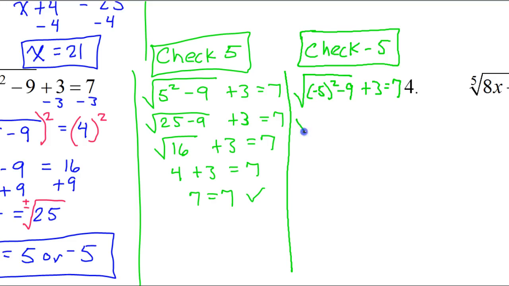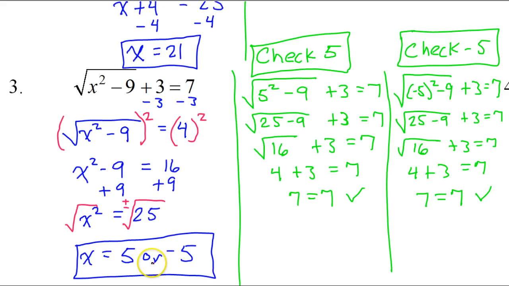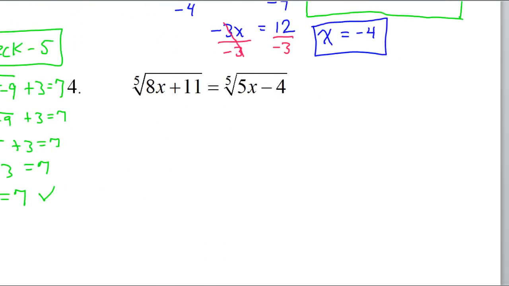And this is why we had two solutions in the first place, because 5 squared is 25, but guess what? Negative 5 squared is also 25. And from there, it's really the same exact thing. Okay, so both solutions do work, so that is the answer to number 3, 5 or negative 5. All right, let's take a look at number 4.